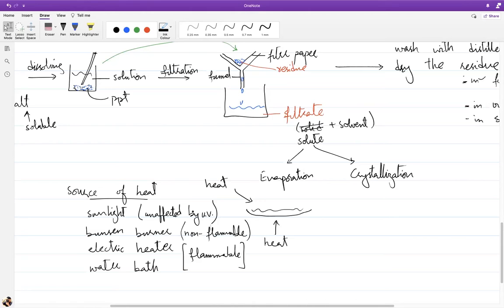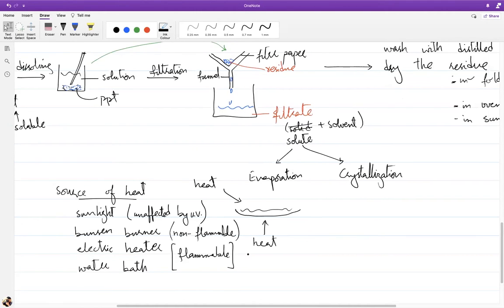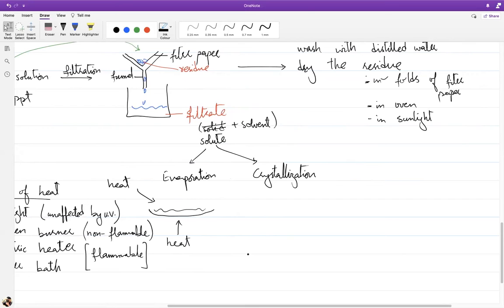So 4 sources of heat, and you have to remember what to use. So for example, if I have water and I want to evaporate water and salt, I will make sure that I use any of these. Obviously, sunlight is a slower source than the others. If I have something else like alcohol, I will not do that. So what will we write in the exam? We write that evaporate.